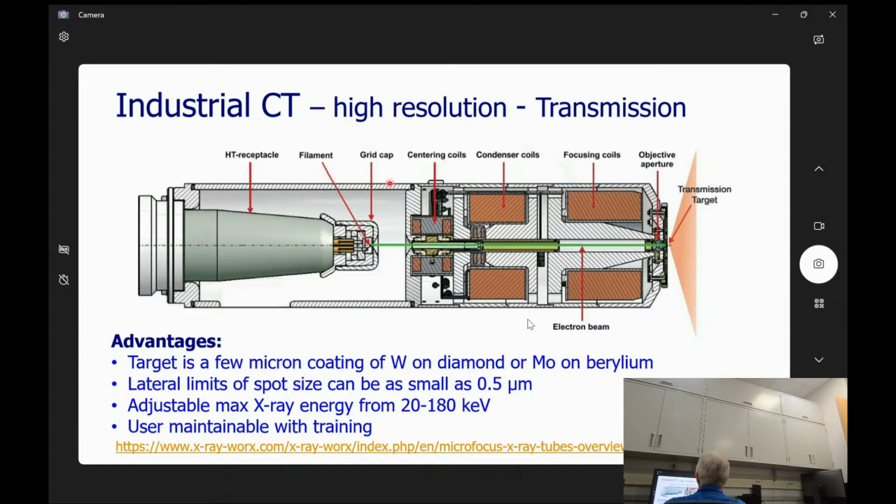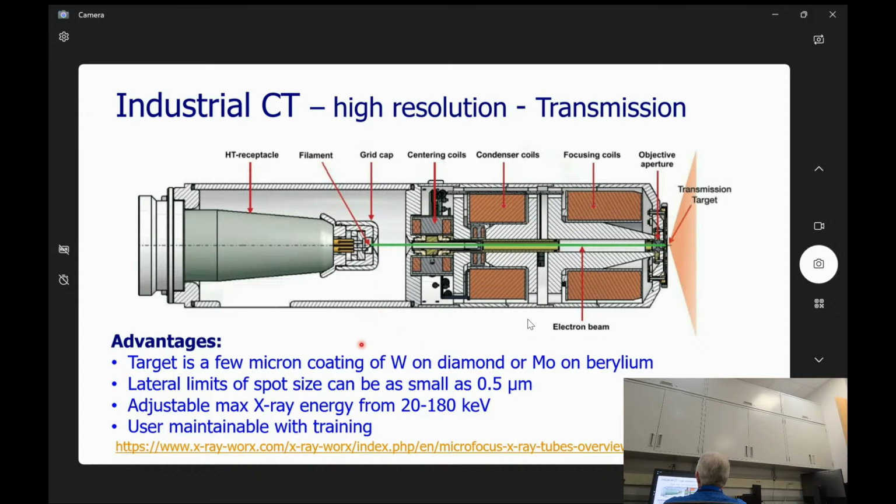So basically the whole case is ground. I don't want it shorting. It could short back to the grid cap, could short back to the receptacle. We're trying to minimize shorting. So any of these instruments are going to have a tube conditioning process after it's been off for a while to make sure that we can have a stable beam without shorts.